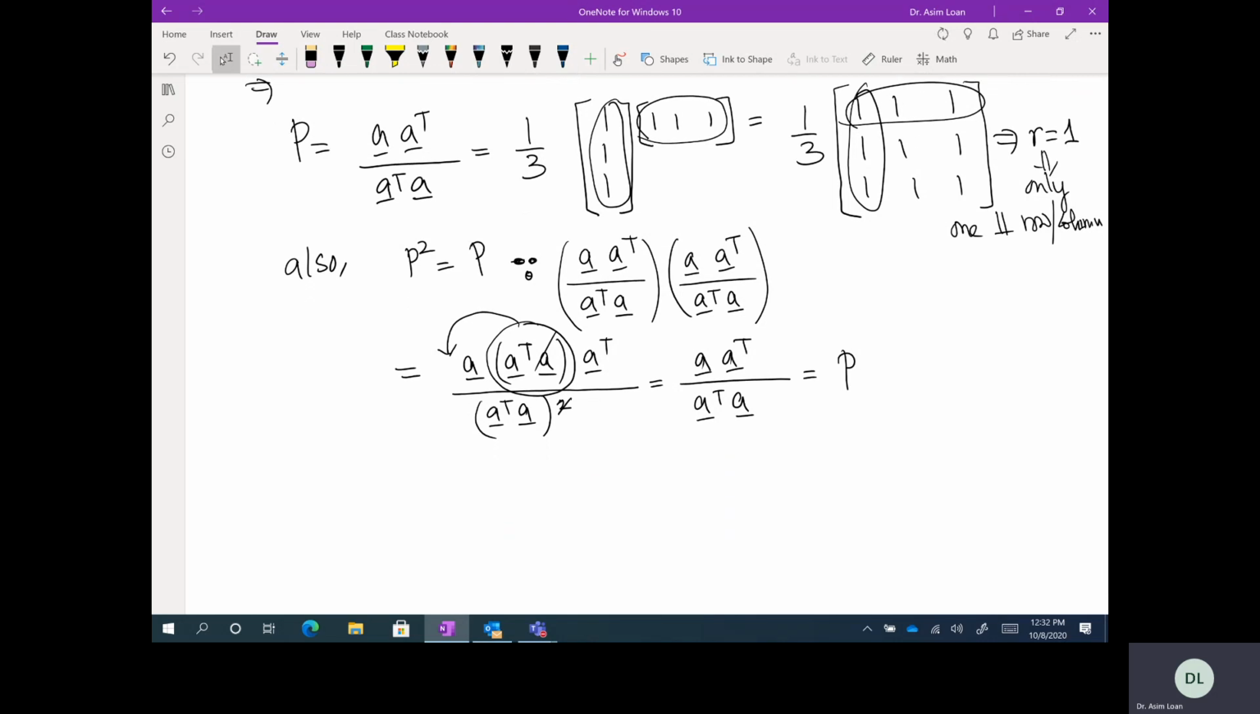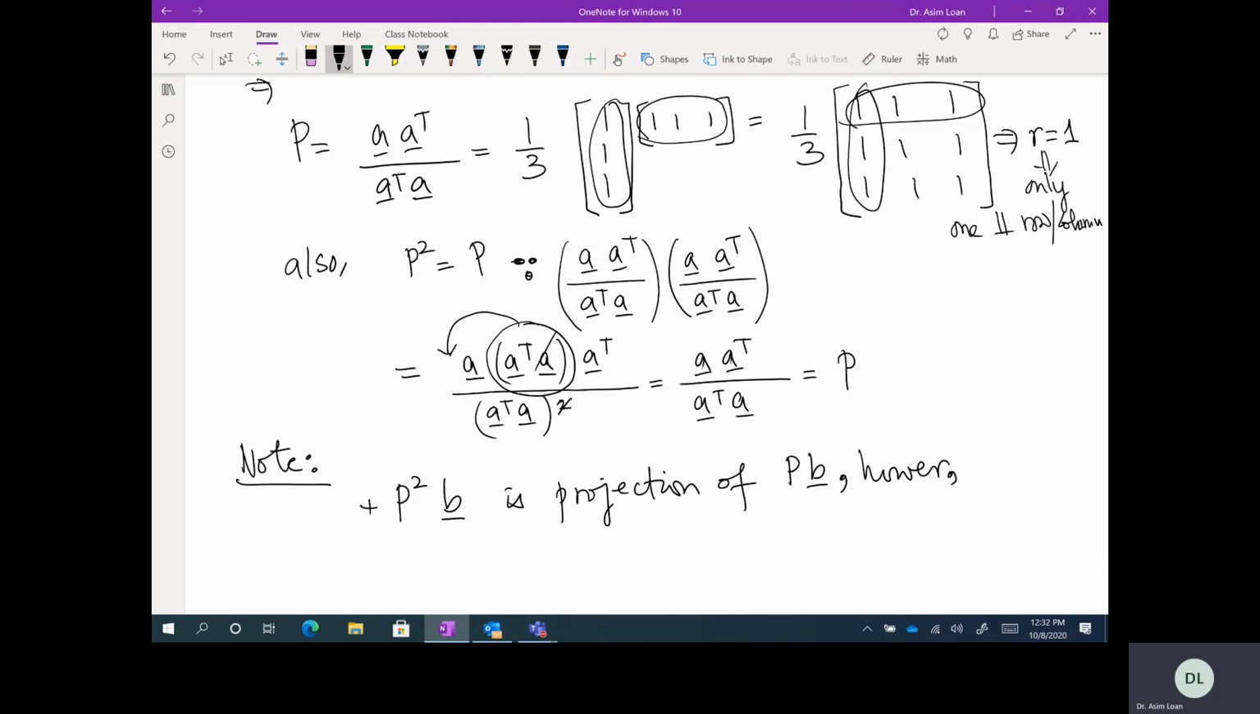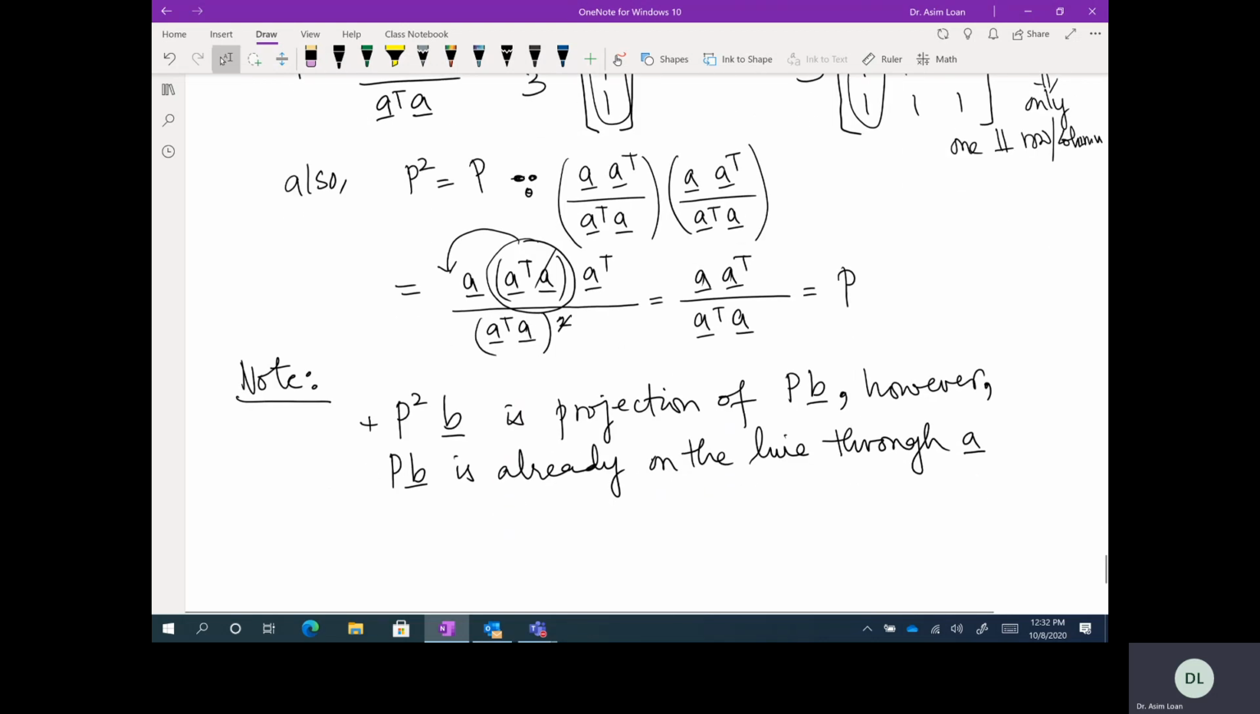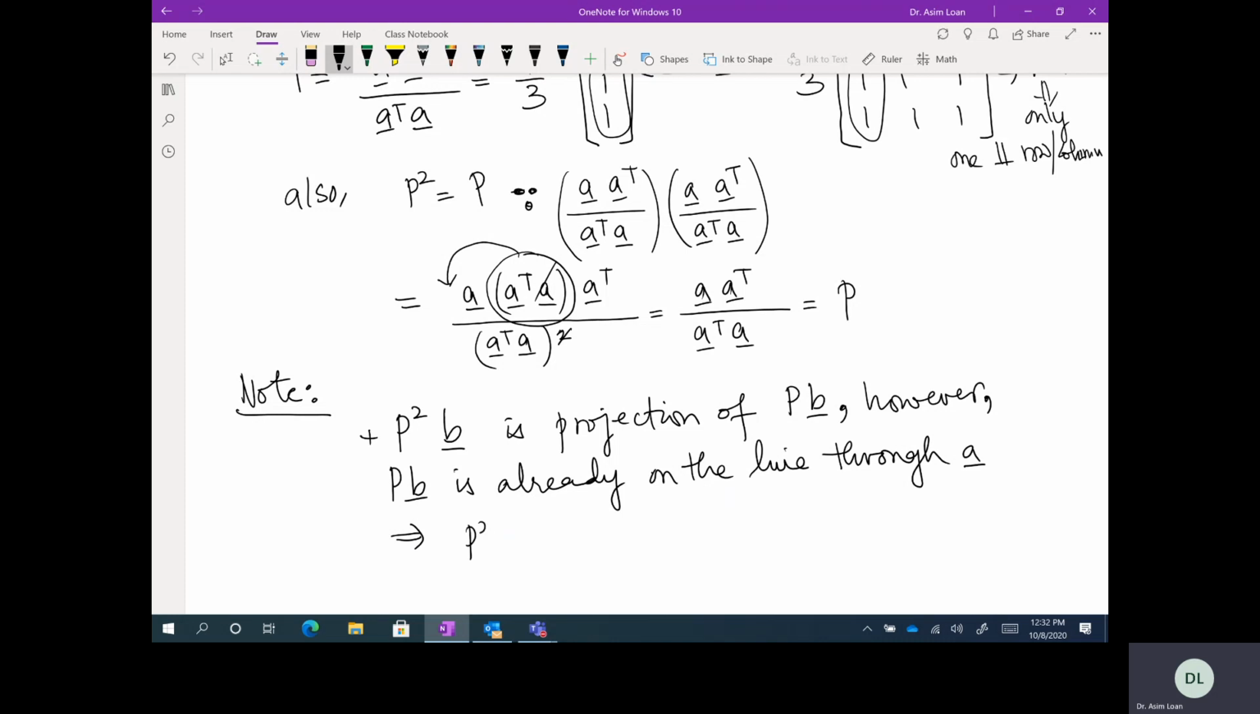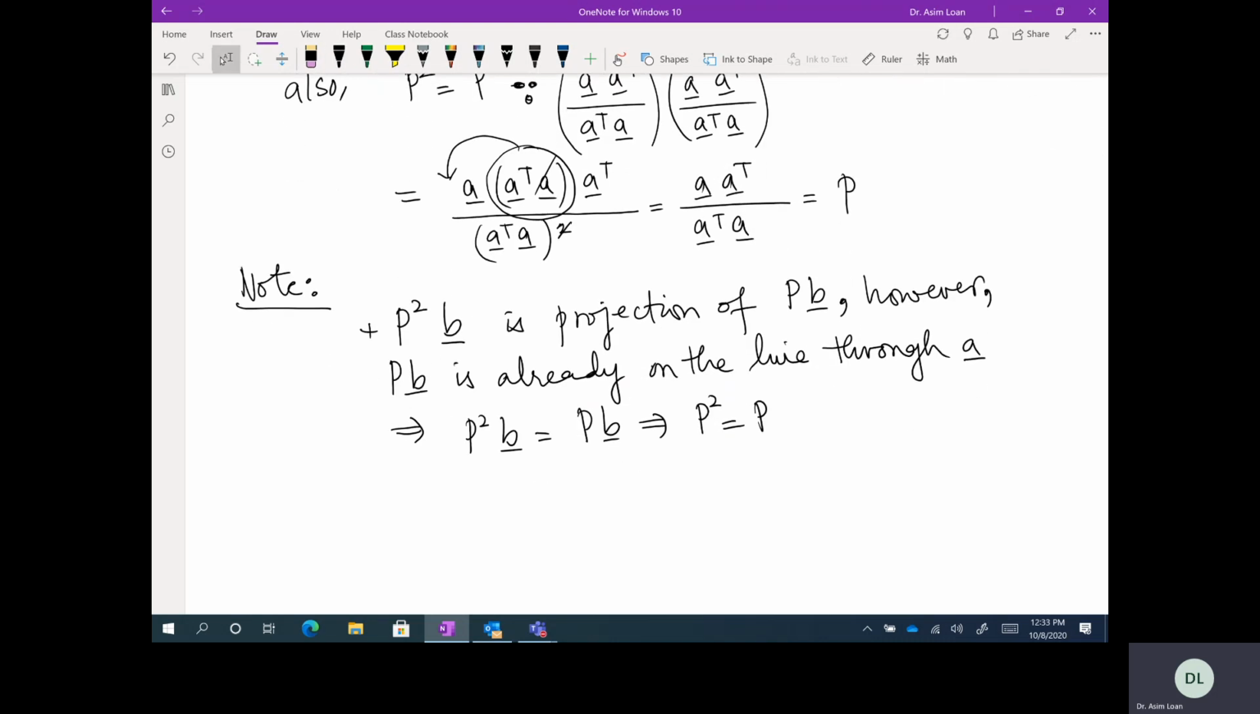Okay, good. So now note P square B is projection of PB, however, PB is already on the line through A. So this implies P square B equals PB, or this implies P square is equal to P. This is another way of proving P square is equal to P.